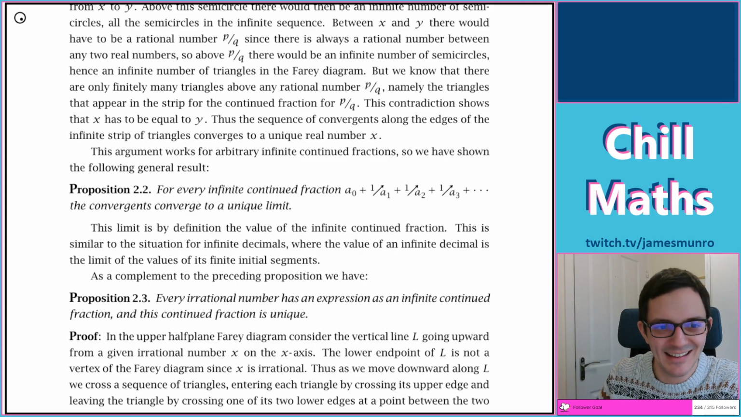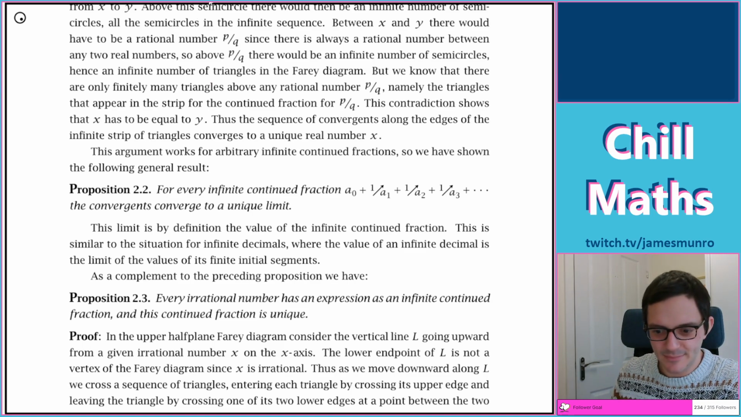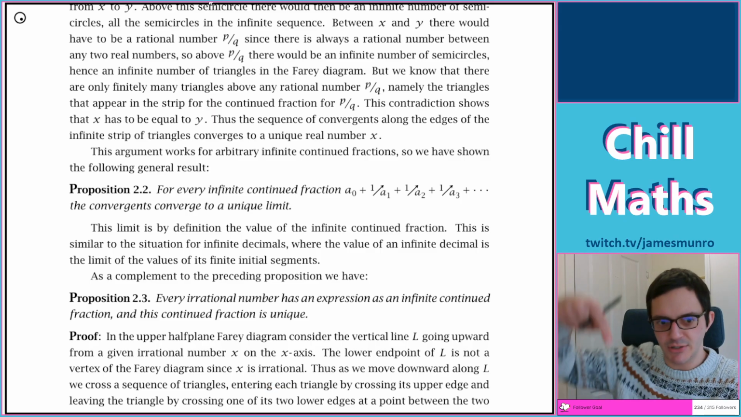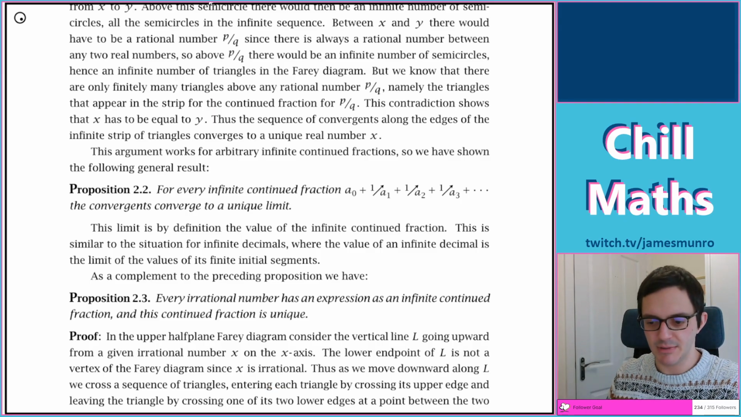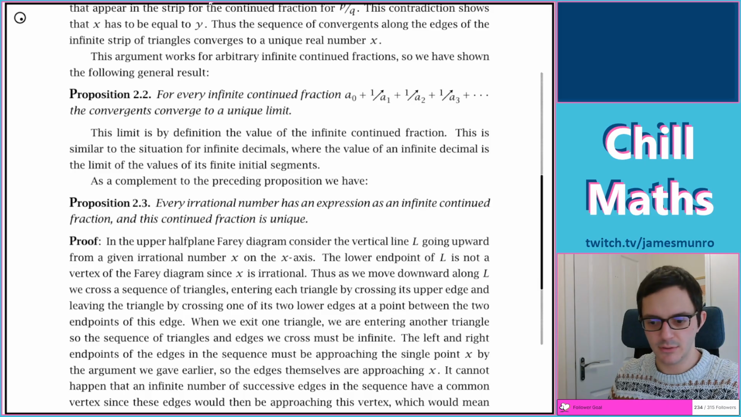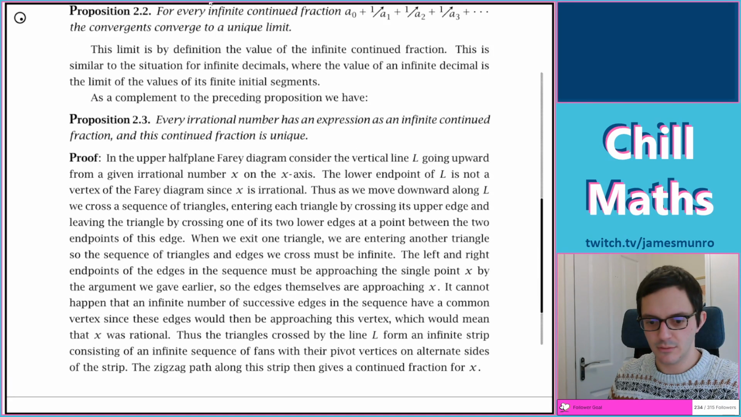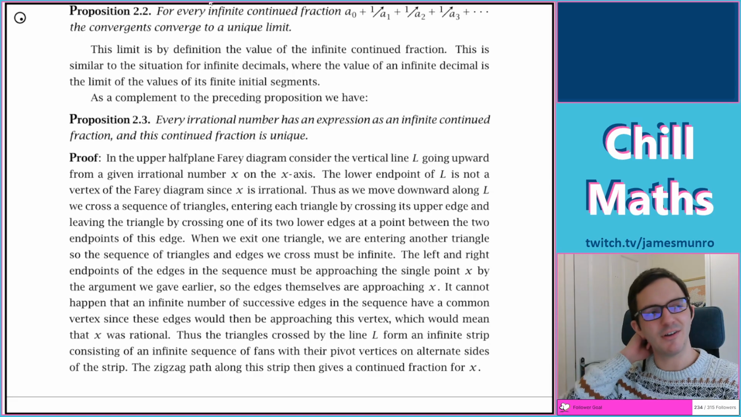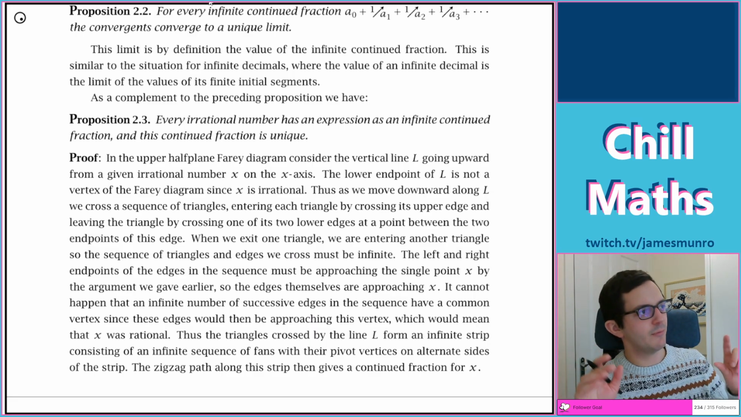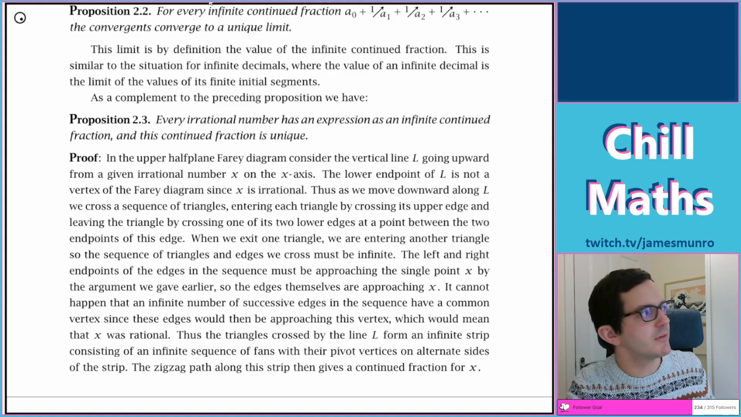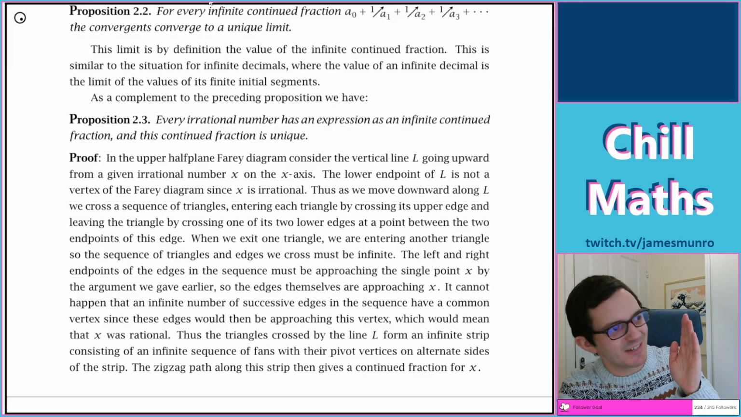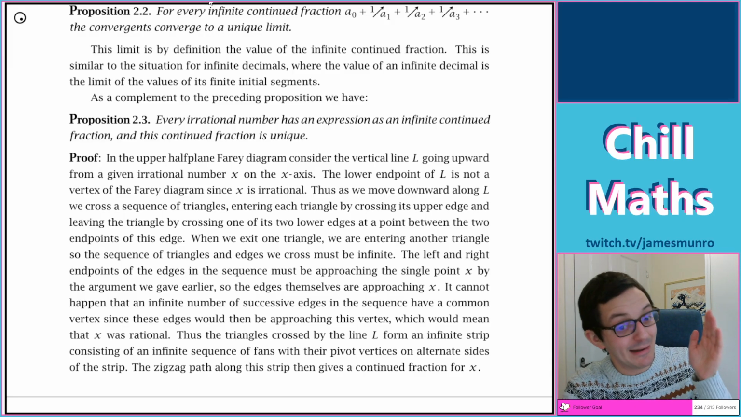Right. How are we doing? Okay. Yeah, prove the lower end point is not a vertex since x is irrational. Move downwards, cross a sequence of triangles. Okay, so imagine straight in, and it's going to be this finite number of triangles above. It's kind of weird then. In this upper half plane model with the circles, kind of semicircles, it means that above any rational point there's a finite number of lines, but above any irrational point there's an infinite number of lines.